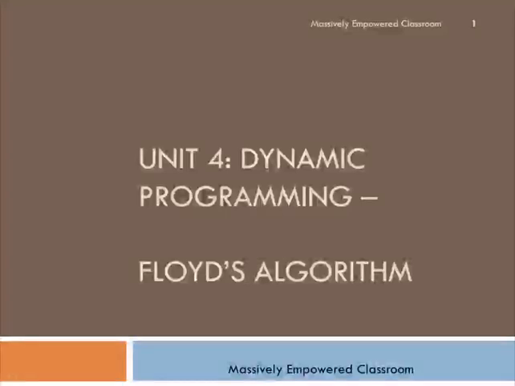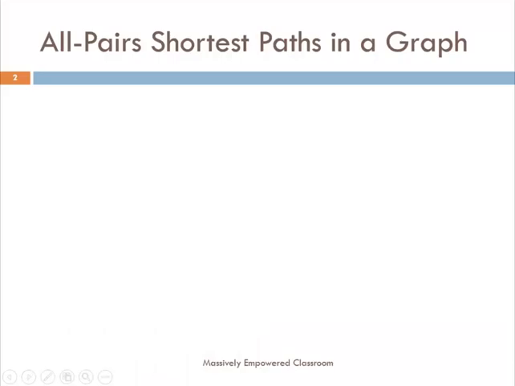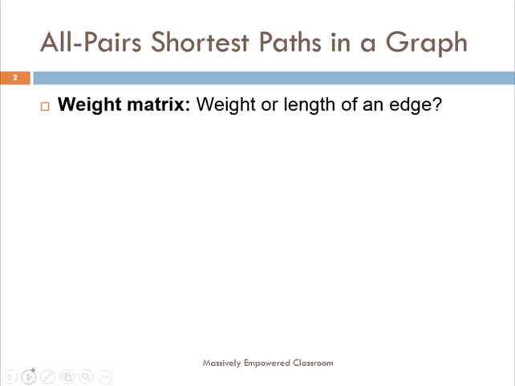Another well-known dynamic programming algorithm is Floyd's algorithm for computing the shortest paths between every pair of nodes in a given graph. This is very similar to Warshall's algorithm, and in fact, if you haven't reviewed the lesson on Warshall's algorithm, I strongly suggest that you go back and look at Warshall's algorithm before going through this lesson on Floyd's algorithm.